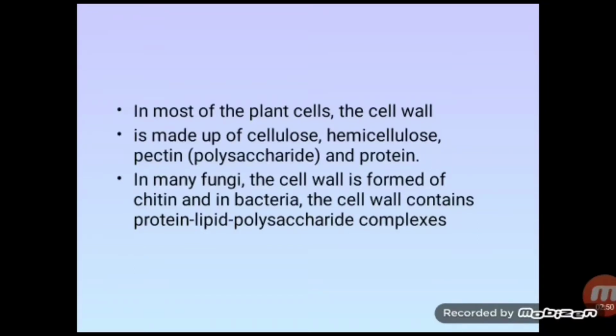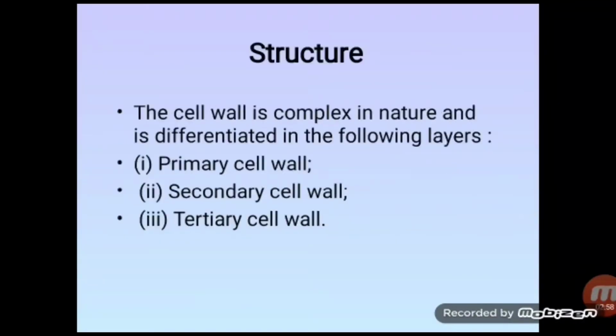And the cell wall is a non-living component of the cell, and it is secreted and maintained by the living portion of the cell called protoplasm. Structure of cell wall. The cell wall is complex in nature and differentiated into the following layers: primary layer, which is the outer layer, secondary layer, which is the inner layer, and tertiary layer.